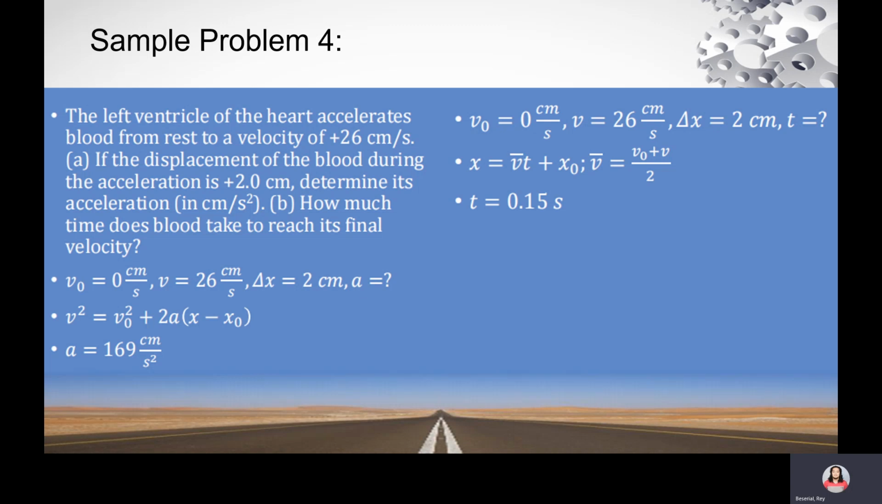pwede natin siya i-ganito na. V bar, wait lang. Ilipat lang natin ito dito. So, x minus x sub o. So, delta x na. So, yung V bar natin is 13, di ba? 13t equals to 2 cm. So, meron tayong t na 2 over 13 or time na 0.15 seconds.